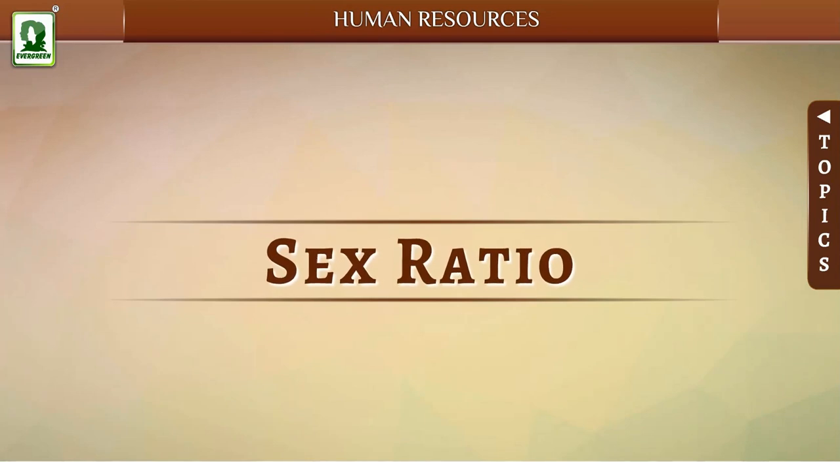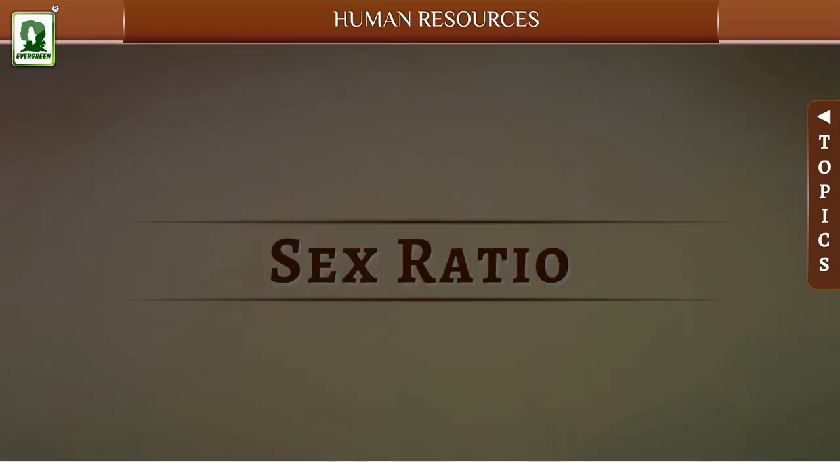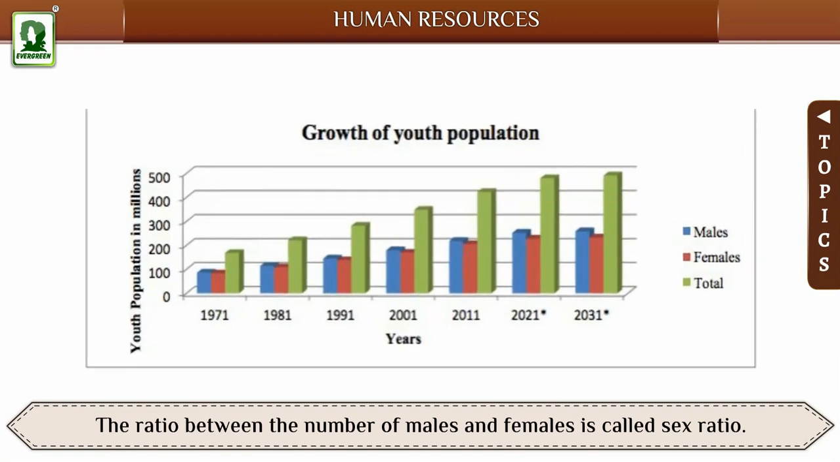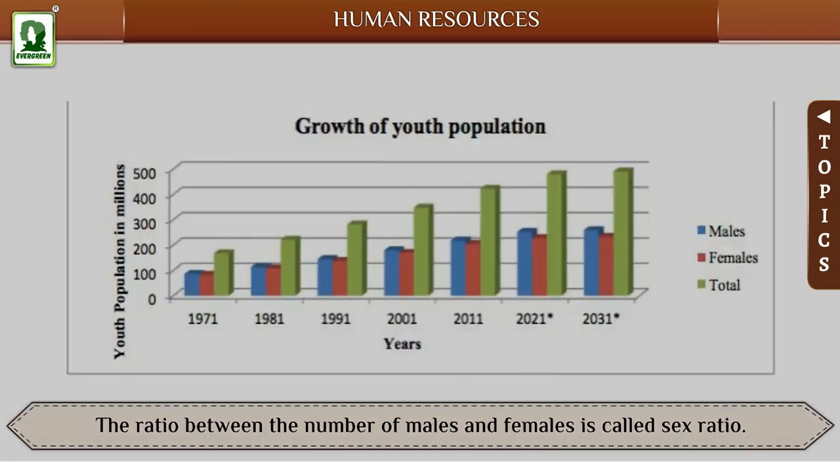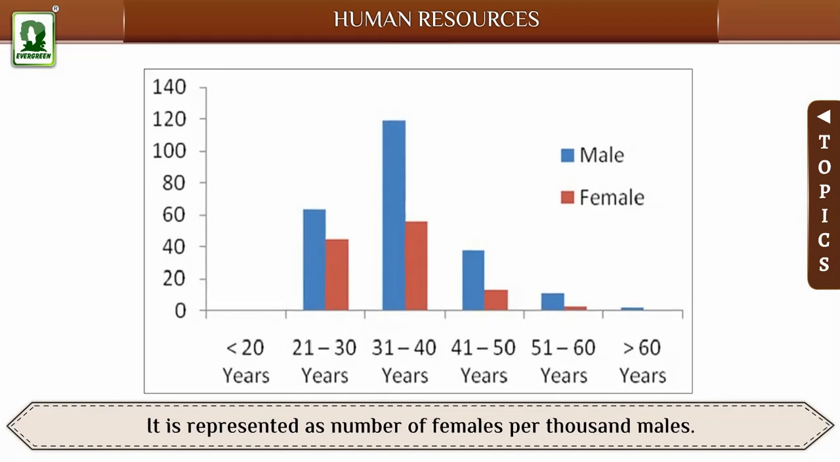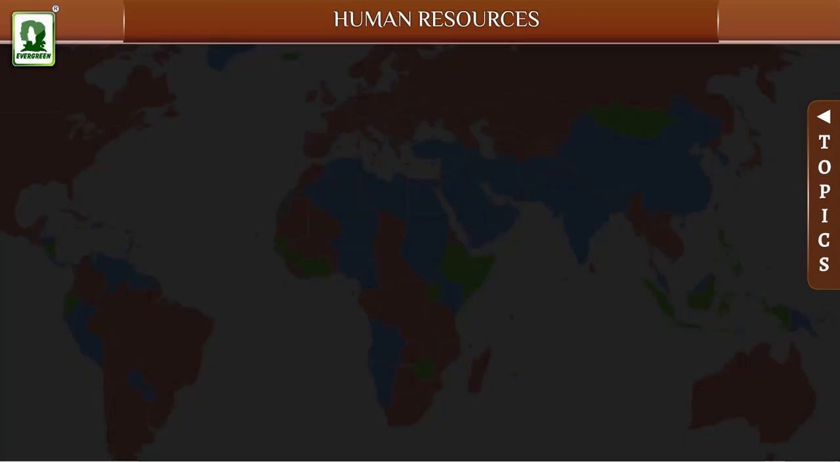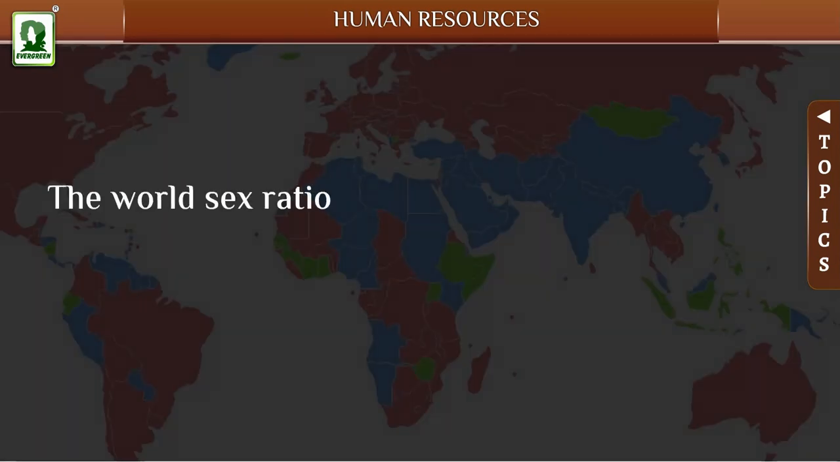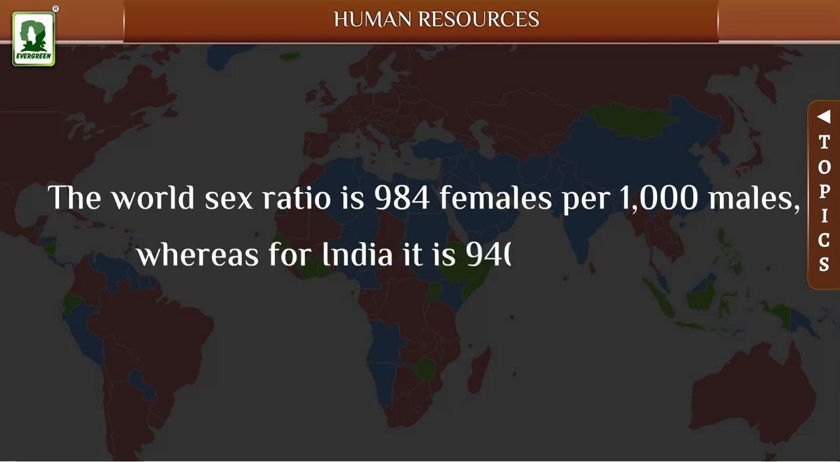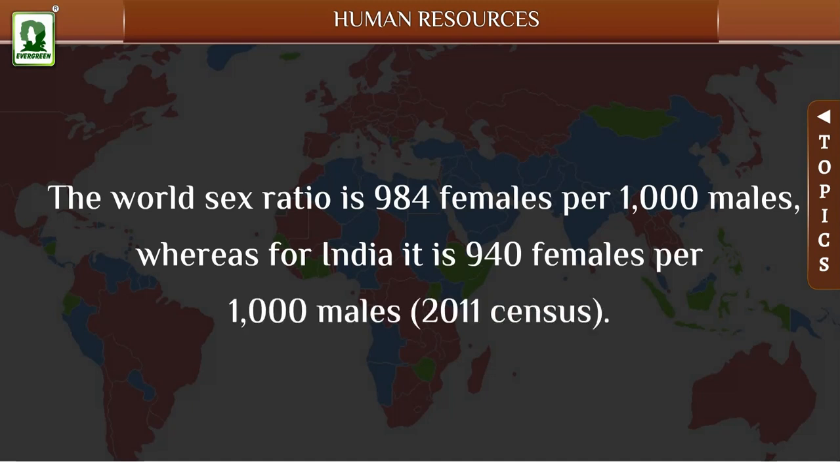Sex ratio. The ratio between the number of males and females is called sex ratio. It is represented as the number of females per 1,000 males. The world sex ratio is 984 females per 1,000 males, whereas for India it is 940 females per 1,000 males, as per the 2011 census.